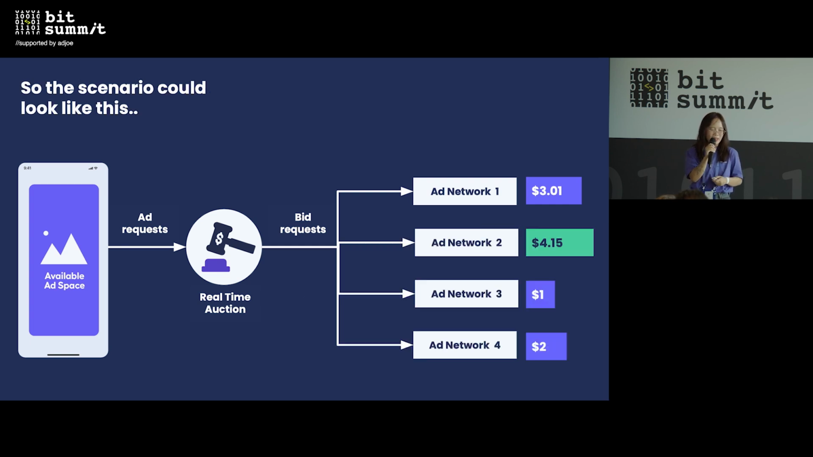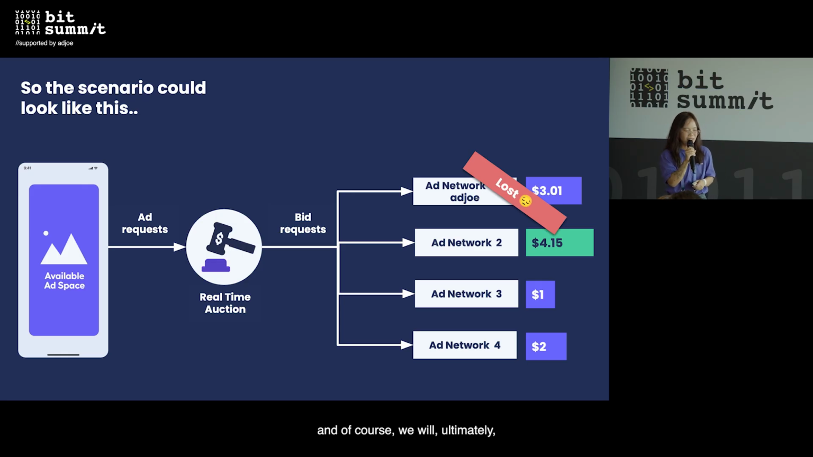So this could happen in a different scenario. Assuming that we want to be more conservative and we want to bid lower, like $3.01, and there is another ad network, like ad network 2, and they decide to bid higher than us. So what is the outcome of this? We are losing these auctions, and of course we will ultimately lose the revenue opportunities as well as losing some potential users.